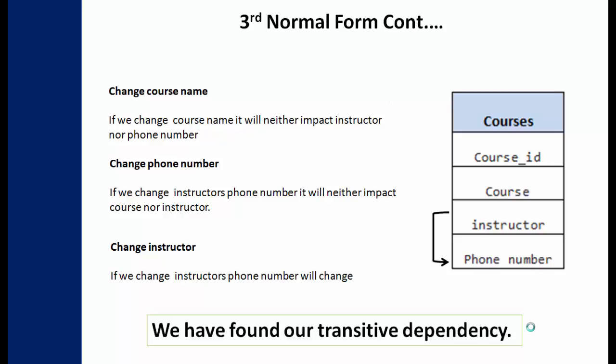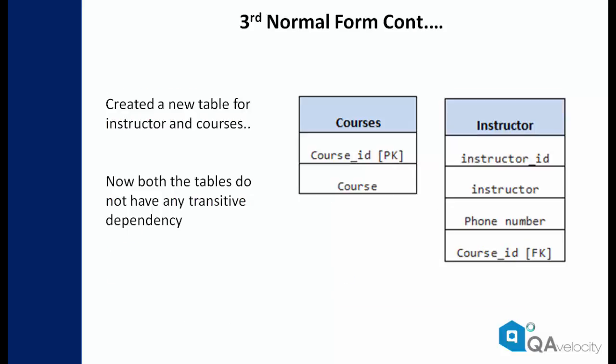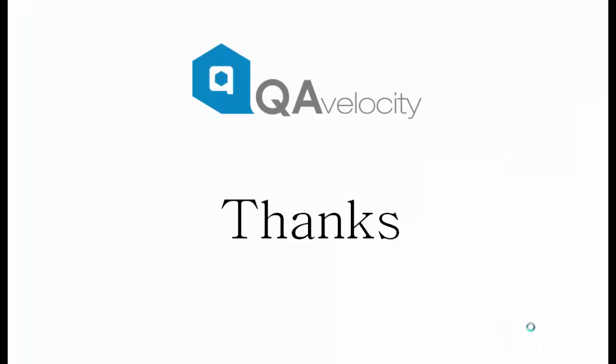So instructor is a non-key column, and when we change the value of a non-key column, it impacts another non-key column. We remember the rule of transitive dependency. As per the transitive dependency rule, this table is in the situation of transitive dependency. To remove transitive dependency, we have created two separate tables for instructors and course. Now both tables do not have any transitive dependency. So finally, we have reached the rule of third normal form. With that, we have hopefully completed the concept behind normalization.